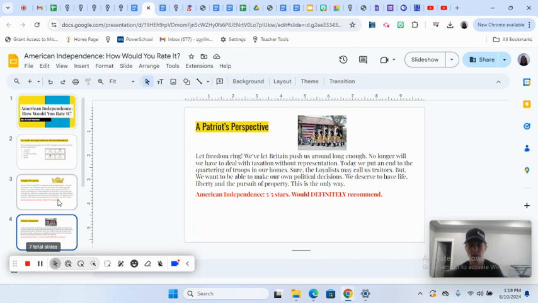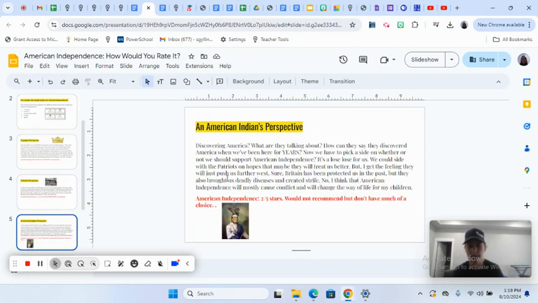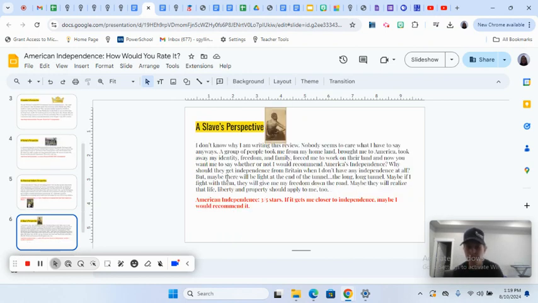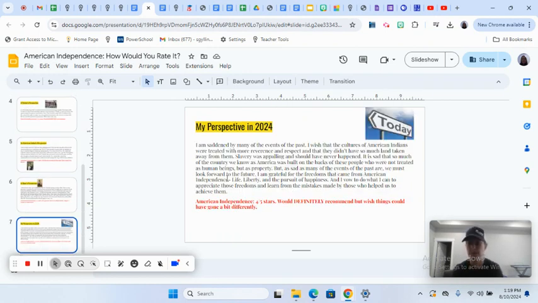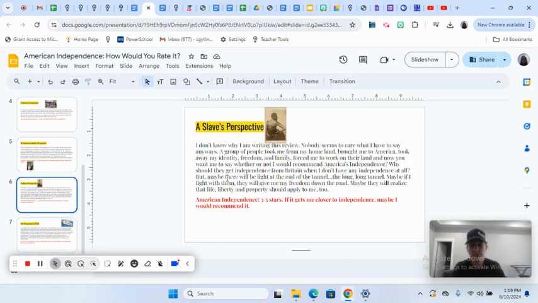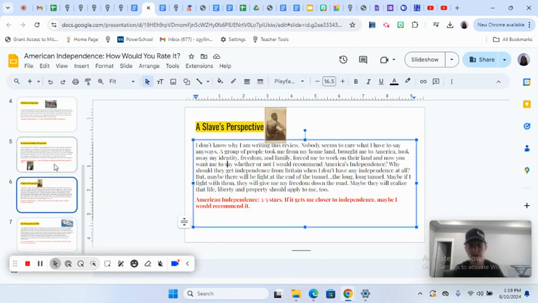And as you can see, I went through and I did the Patriots' perspective, I did an American Indian's perspective, a slave's perspective, and then I gave my perspective. And you all have access to this. It's linked on your assignment page, so you can go and look at this example on your own in more detail. But just finish with my perspective, and then that's it. Throw some nice pictures in there, put some colors, make it nice, and you're good to go.